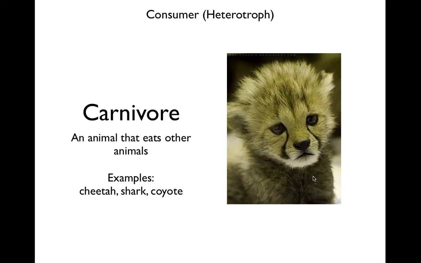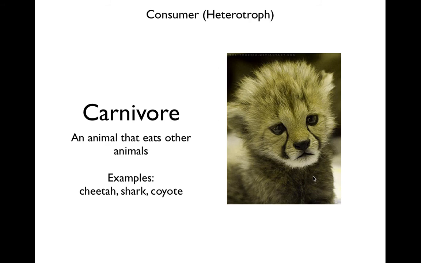A carnivore is an animal that eats other animals, okay? So this is a baby cheetah, sharks, coyotes. Carnivores pretty much are only meat eaters. So they would not eat producers really that much at all. They would only eat meat, right?